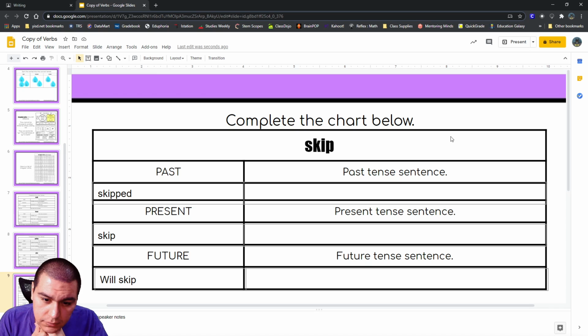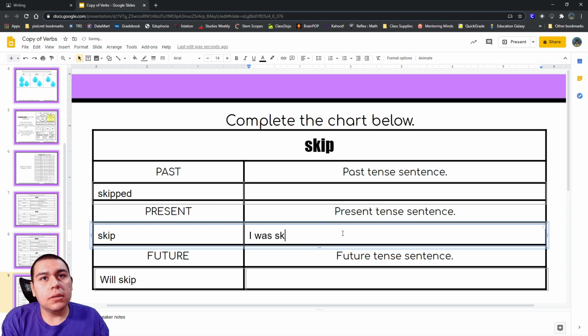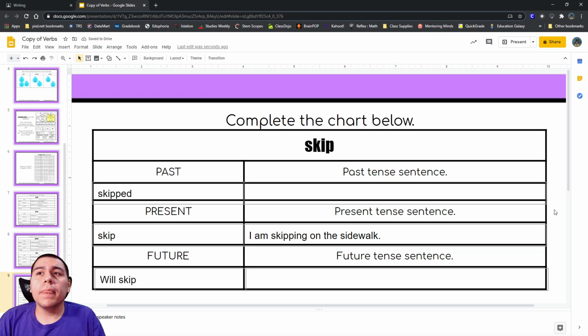I was skipping on the sidewalk. Okay, so that would be our present tense, and again, that's like if we're right in the middle of doing that right now. So instead of was, I am skipping on the sidewalk.